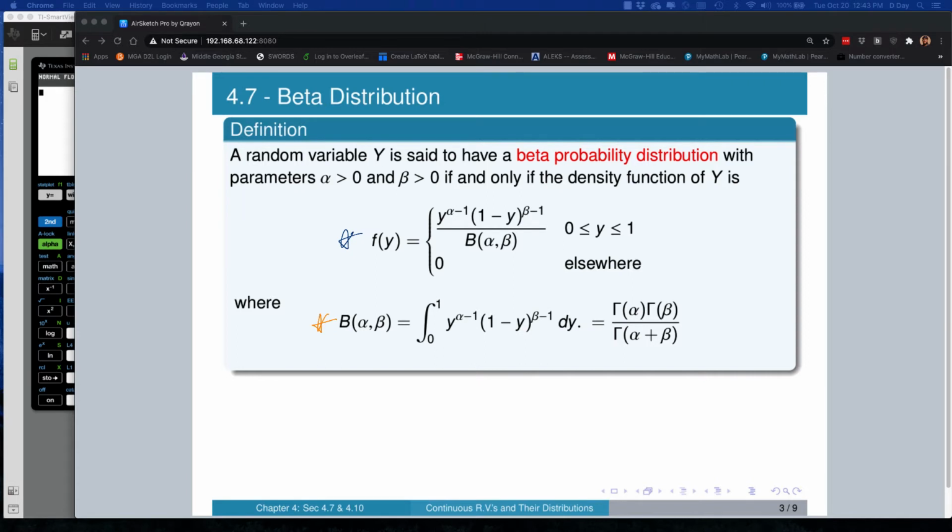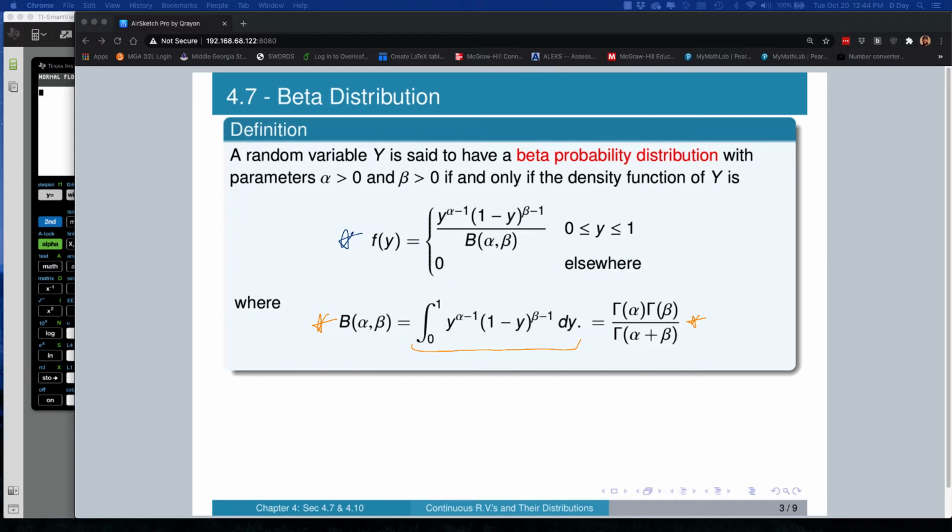The beta function is kind of a multi-version of the gamma function, with several different versions of the parameter thrown into it, as you see right here. So that integral from 0 to 1 of y to the alpha minus 1 times 1 minus y to the beta minus 1 dy is what we call the beta function, and it's just gamma of alpha times gamma of beta over gamma of alpha plus beta. So that's how the book gives this definition.